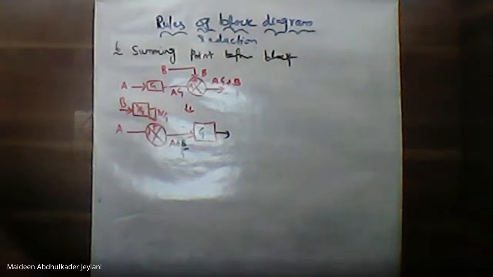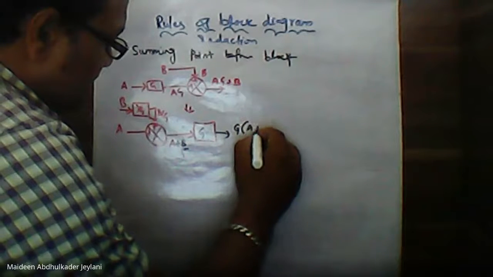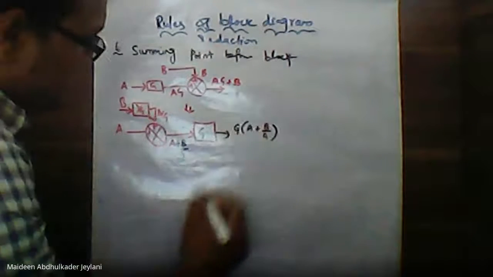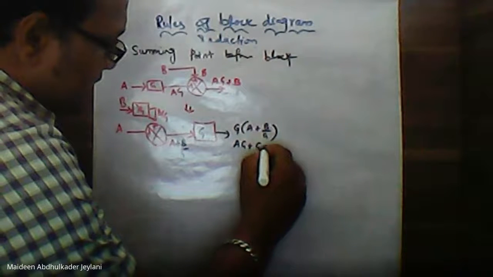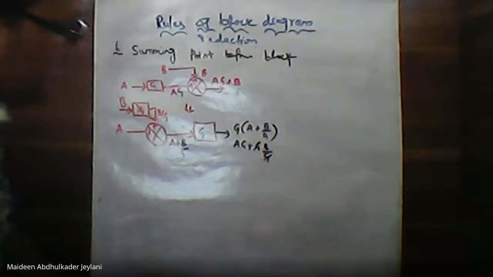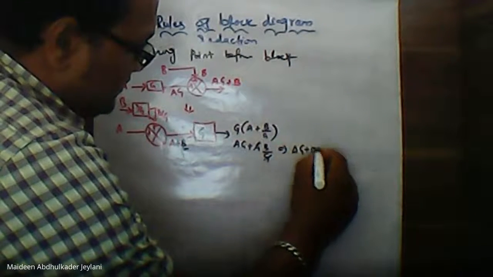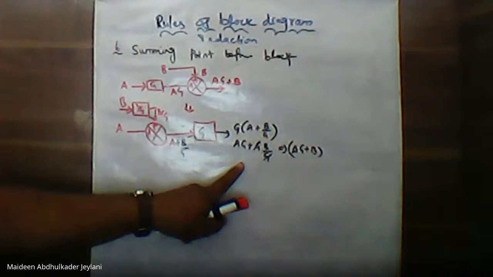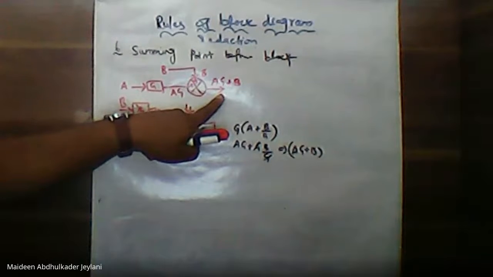What will be the final output? It is G into (A plus B by G). Multiply this G inside: AG plus G into B by G. This G gets cancelled. We have AG plus B. Check the response of both the systems. Here also it is AG plus B.